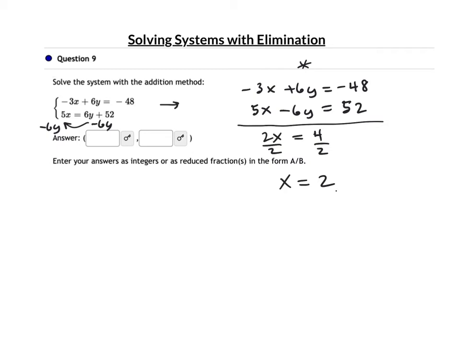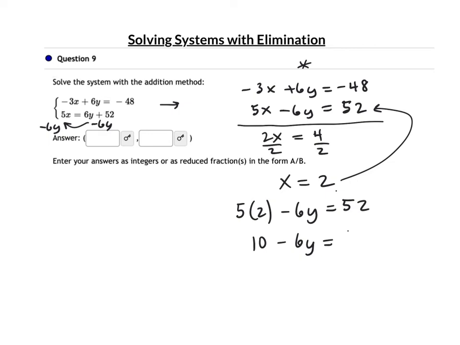Now I'm going to plug that back in one of the equations. Take your pick, it doesn't matter. I'll use that one. 5 times 2 minus 6y equals 52. That's 10 minus 6y equals 52. Subtract 10 from both sides. Negative 6y equals 42. Divide by negative 6. And y will equal negative 7. So ordered pair is 2, negative 7.